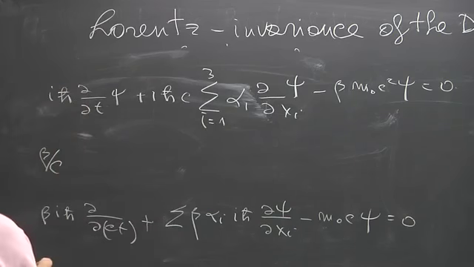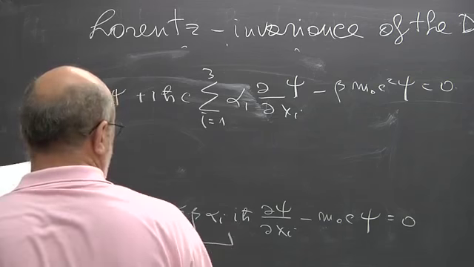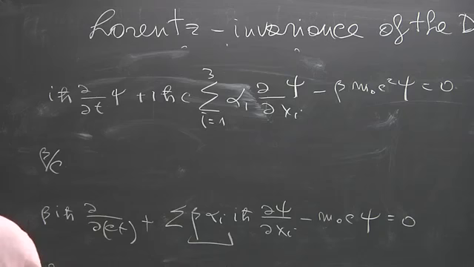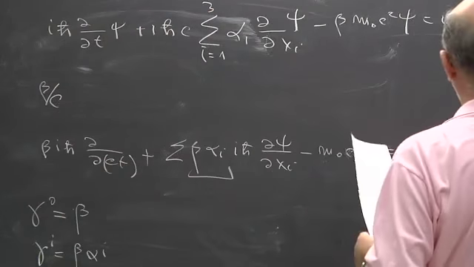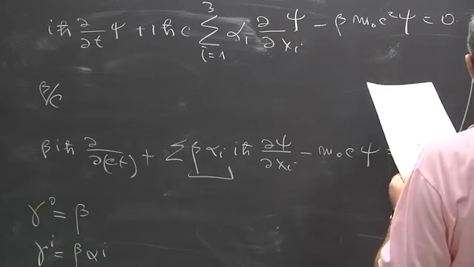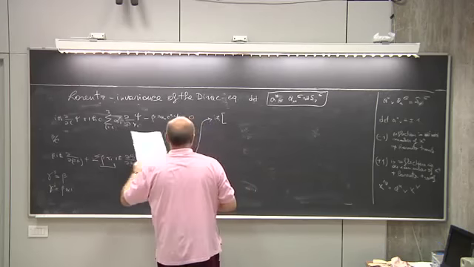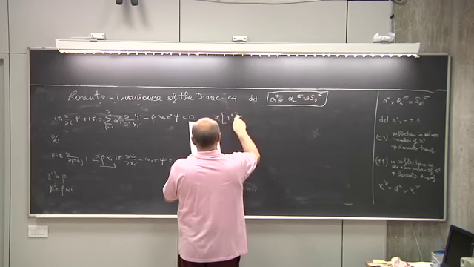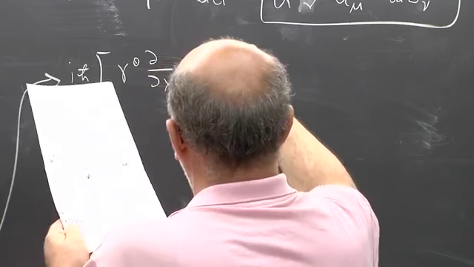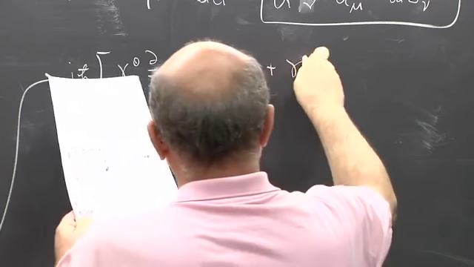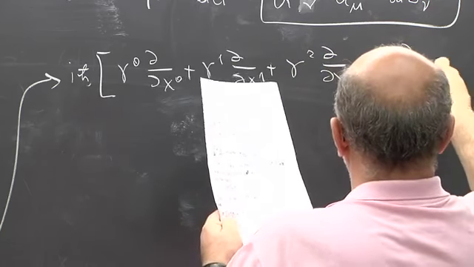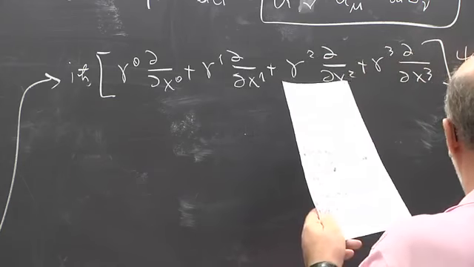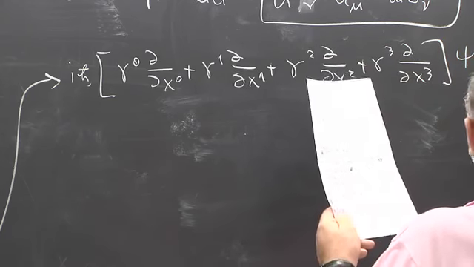Now let's use the following other matrices, because I don't like to have products here. Gamma 0 equals beta and gamma i equals beta alpha i. Then this equation can be written in a much more compact form. iħ is factored out from everywhere, and I have gamma 0 d/dx0 plus gamma 1 d/dx1 plus gamma 2 d/dx2 plus gamma 3 d/dx3, acting on psi, minus m0 c psi equals 0.